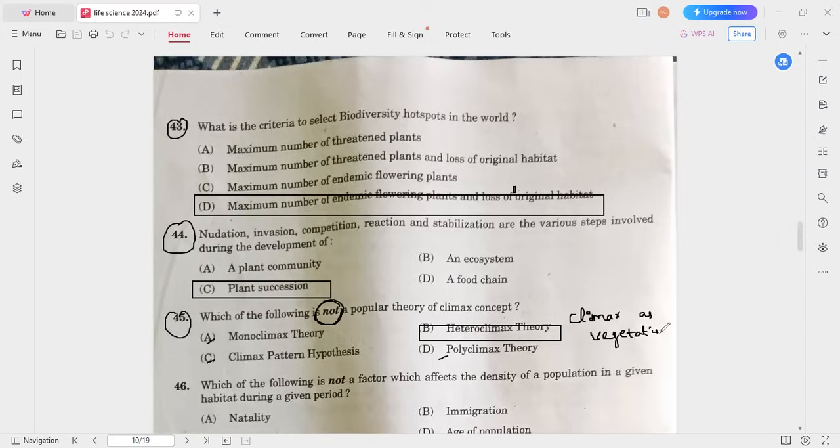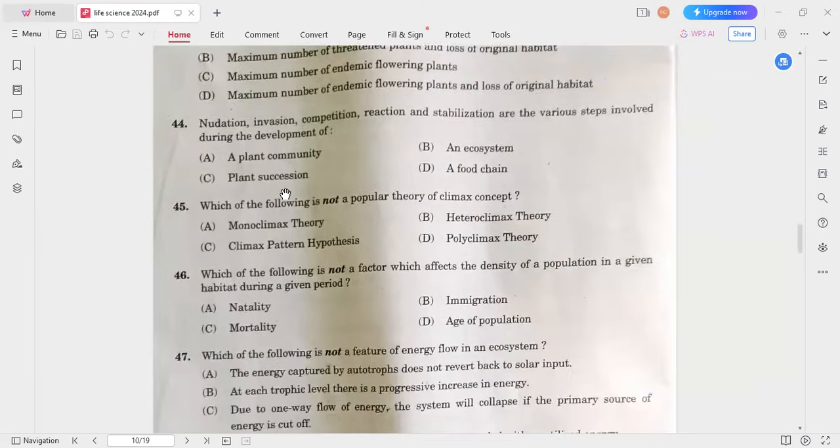So this climax as vegetation, that is heteroclimax theory, is not a popular theory of climax concept. That's why option B is the correct answer for question number 45. Okay, so now move on to the next question, that is question number 46.